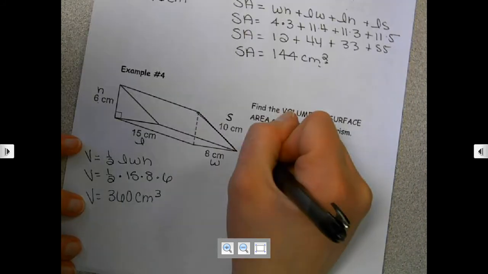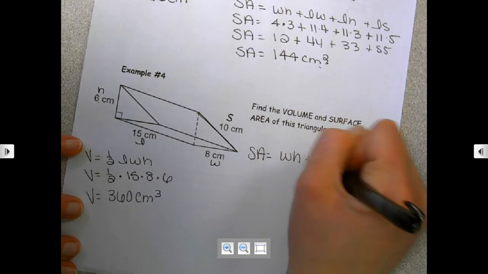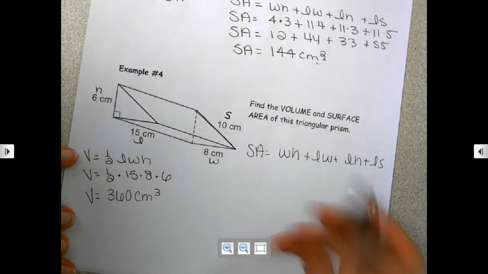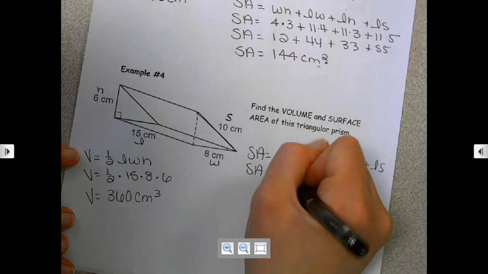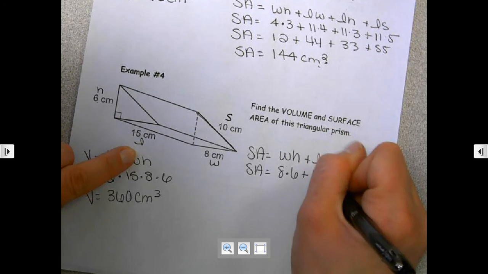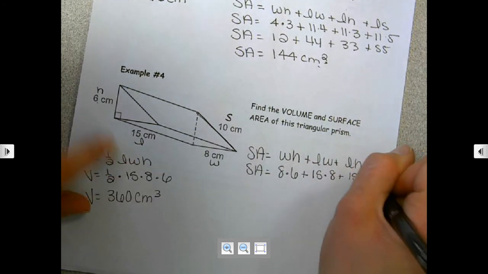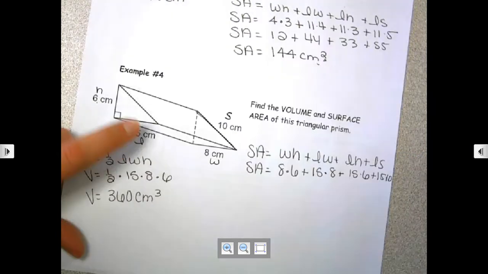Okay, now we move on to surface area. Surface area is WH plus LW plus LH plus LS. We're going to go ahead and plug in. We've got 8 times 6 plus 15 times 8 plus 15 times 6 plus 15 times 10. Ooh, running out of room there.